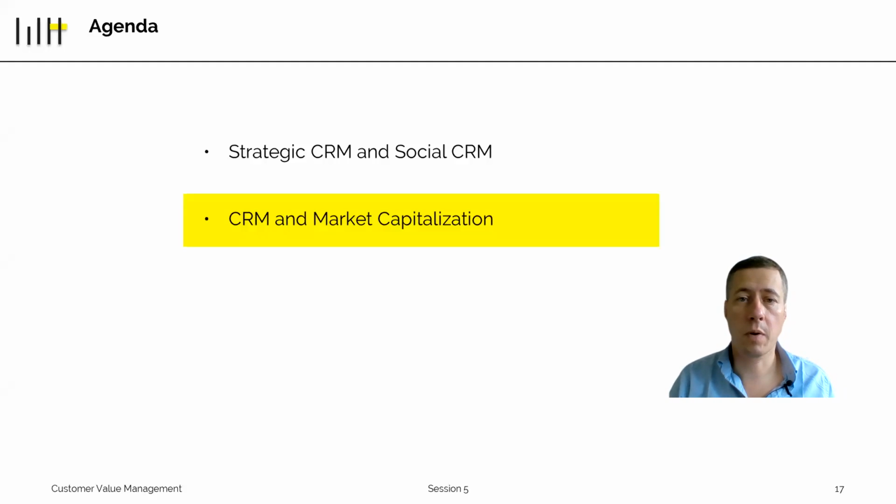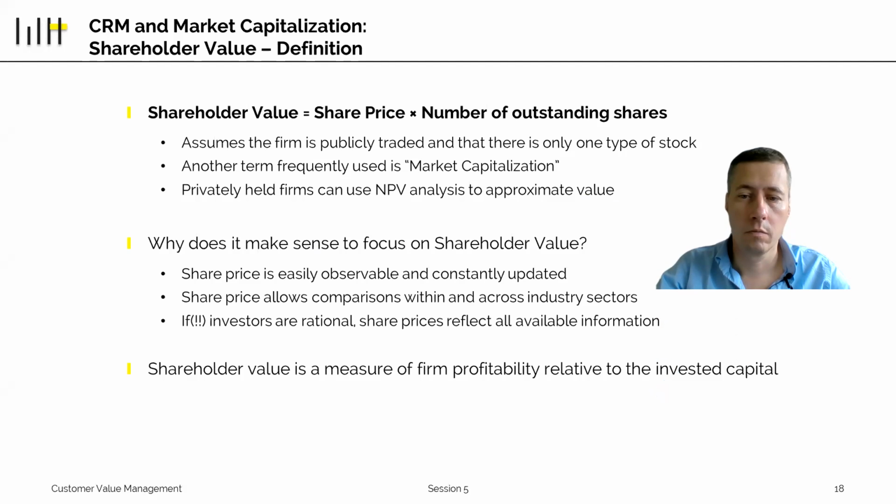And I want to finish this part by talking in a little bit more detail about the point I started with in section 1, that is the link between customer relationship management and market capitalization or shareholder value. So let me remind you, shareholder value is roughly equal to the share price times the number of outstanding shares. This in real life is a little bit more complicated because companies tend to have different types of shares and you would need to take account of this, but let's just keep this as a separate problem for the moment.